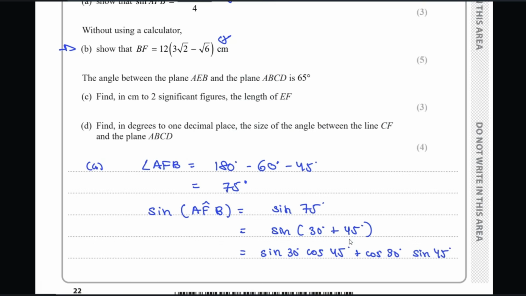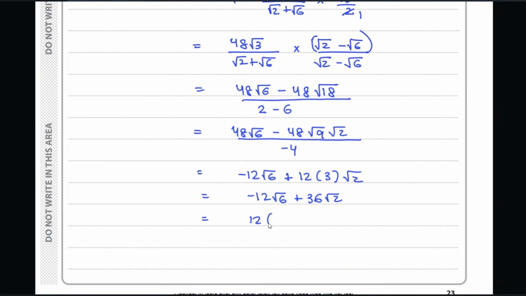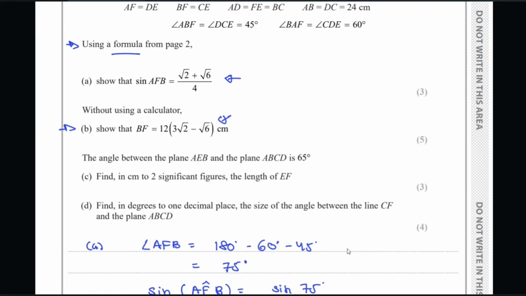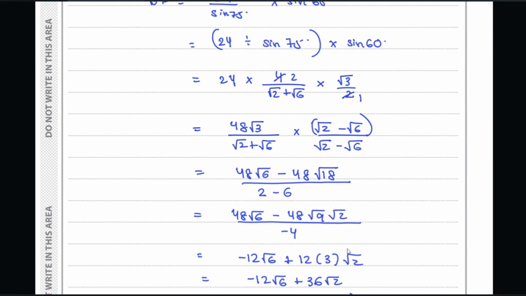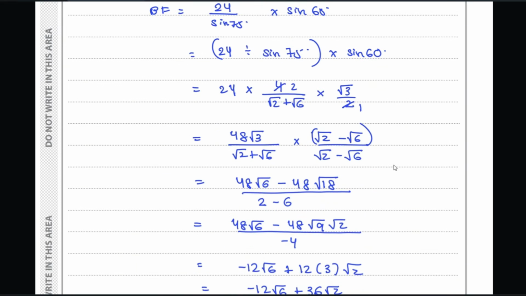What does the question want? It wants the 12 to be factored out. So if we factor out 12, it'll be minus root 6 plus 3 root 2. And they want us to write the positive term first. So 3 root 2 minus root 6. Let's check now. Okay, it matches now. So the answer is 12 times, within the brackets, 3 root 2 minus root 6 centimeters. Yes. This is question B.